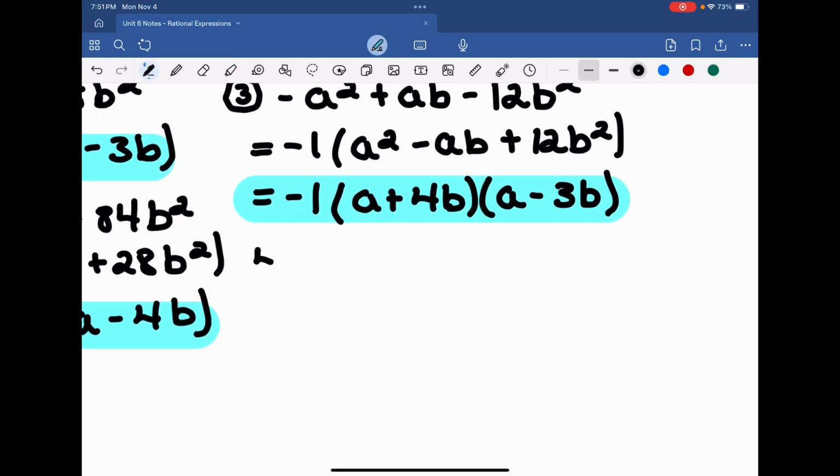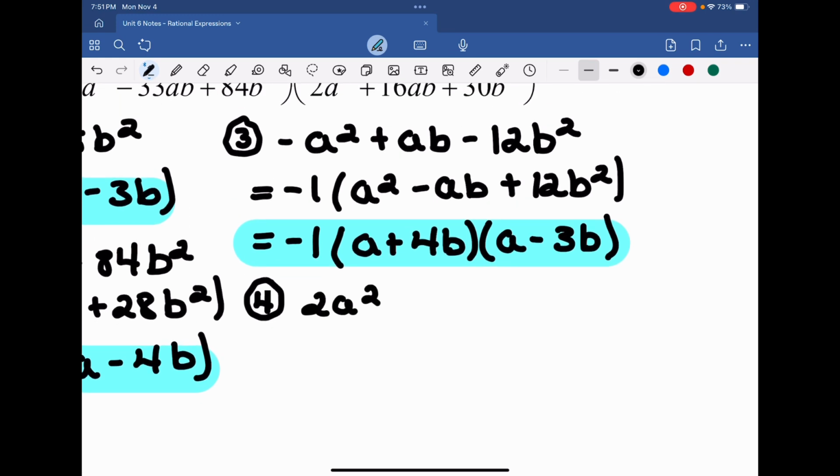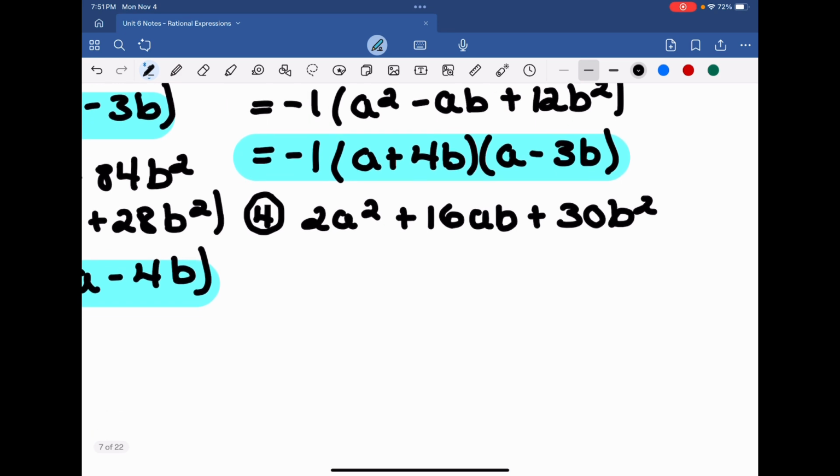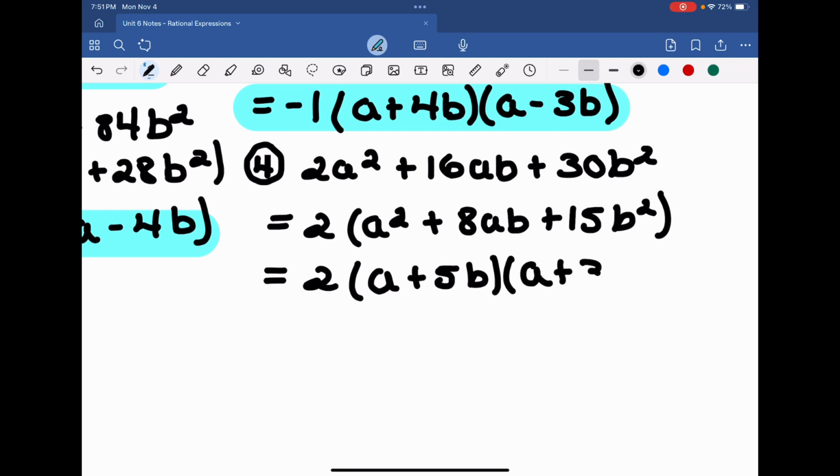Lastly, for step number 4, we're just going to take the denominator of the other term here. They gave us 2a squared plus 16ab and then plus 30b squared. Now, our idea is we want to pull out a greatest common factor, so I'm going to write this as 2 times a squared plus 8ab, and then 30 divided by 2 is plus 15b squared. The two numbers that can multiply to 15 and add to 8 are a plus 5b and a plus 3b. There we go. Highlight this. That is our final factored form.